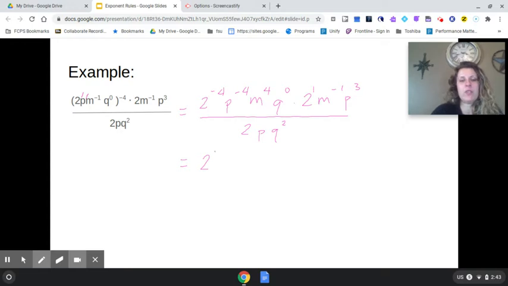We have 2 to the negative third power. The p's, p to the negative fourth times p to the third. Again, I would add those powers and get p to the negative first. The m's, we have m to the fourth times m to the negative first. Again, I would add those powers and get m to the third. Q to the 0 power. I could just write that as 1, but notice there is a q squared in the denominator, so I'm going to leave it. Q to the 0.